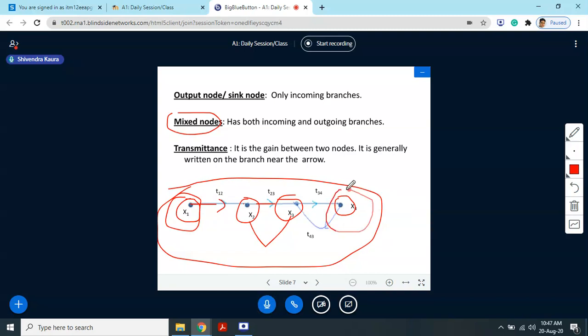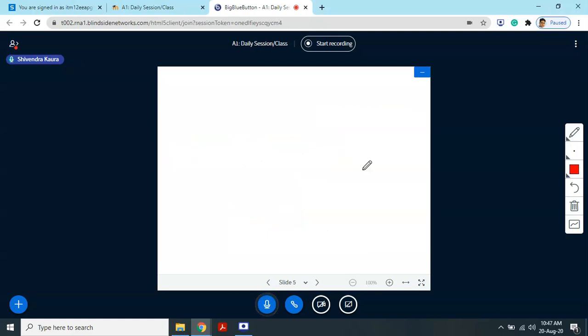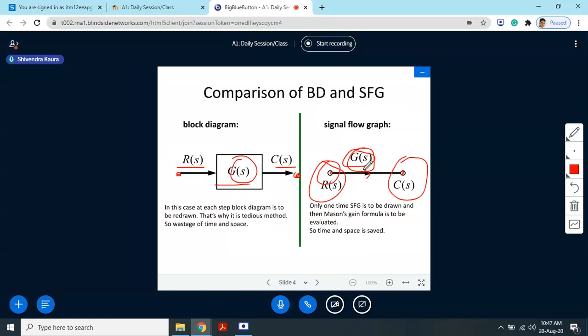One is the output node, from which we are getting the output, and the in-between nodes are called mixed nodes. Now the transmittance. Transmittance is basically the gain in between the two nodes. We can also say, if we compare it with the block diagram, let's see in this block diagram.